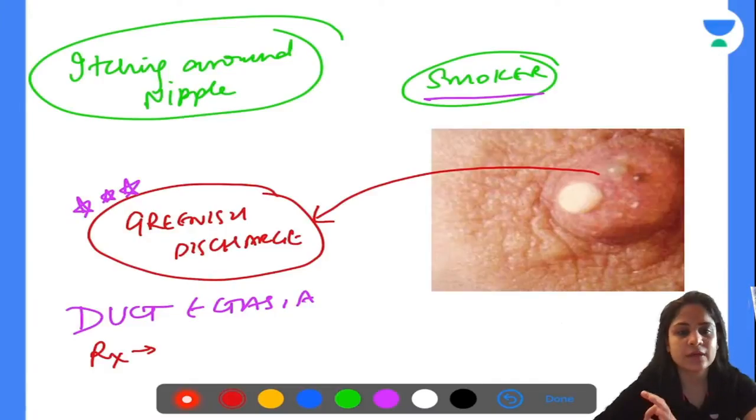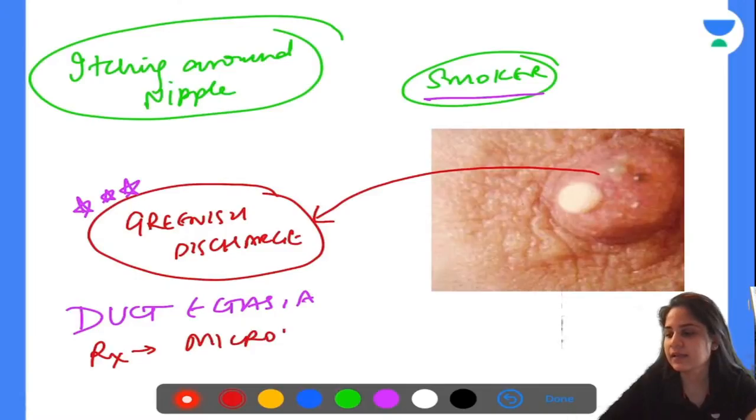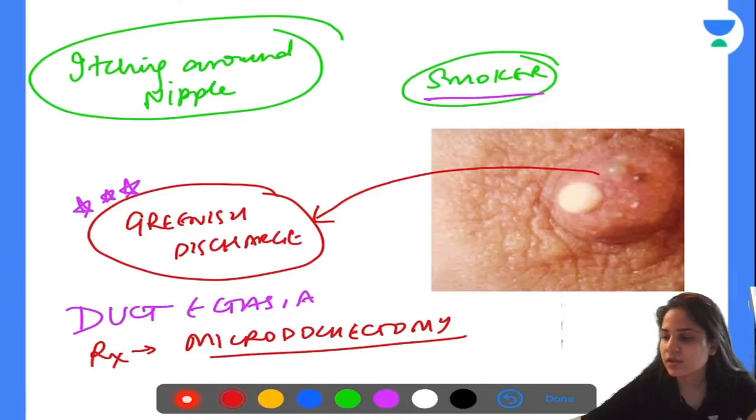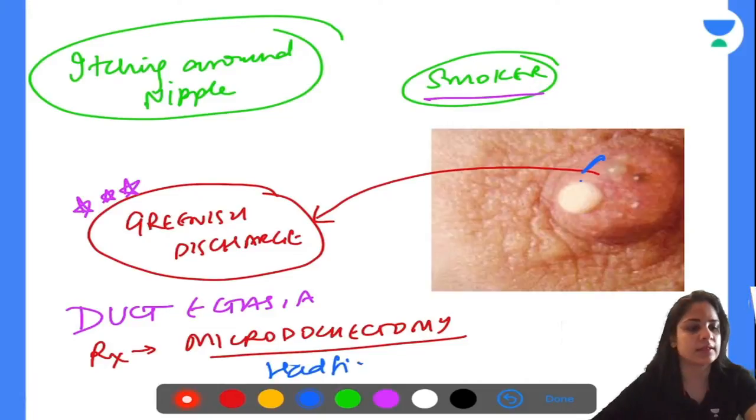So if you are removing a single duct, then this is called microdochectomy. Microdochectomy. Okay? All right. Another thing you can do, if you want to remove multiple ducts, is take a cone-shaped incision. Cone-shaped incision. That is called the Hadfield cone incision. Okay?